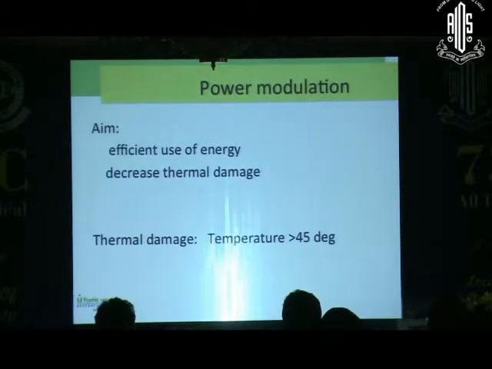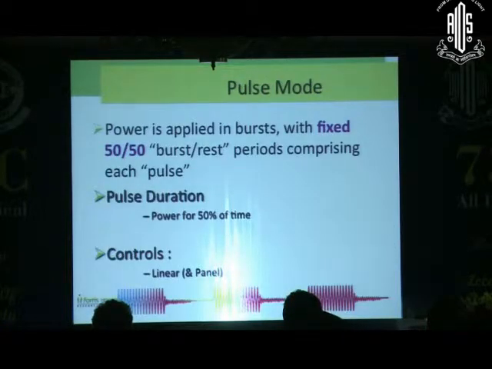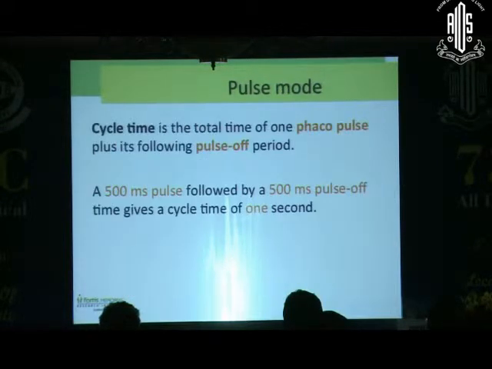So our aim over here is an efficient use of energy with decreasing the thermal damage, and thermal damage is said to occur when the temperature at the tip is more than 45 degrees Celsius. In the traditional pulses, we have a fixed burst and rest period, which is 50% on and 50% off. So that means in each pulse there will be power for 50% of the time. This power can be controlled. You can either have a linear control, that means when you press the foot pedal you will change the amount of power, or it can be a panel control, that is a preset mode.